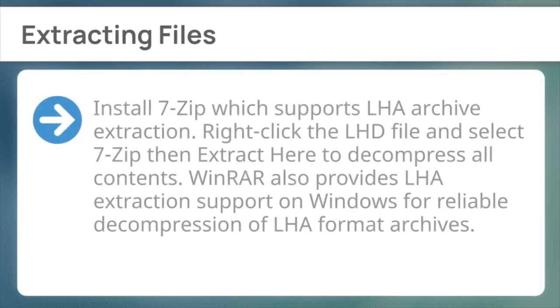First, extracting files. Install 7-zip, which supports LHA archive extraction. Right-click the LHD file and select 7-zip, then extract here to decompress all contents. WinRAR also provides LHA extraction support on Windows for reliable decompression of LHA format archives.